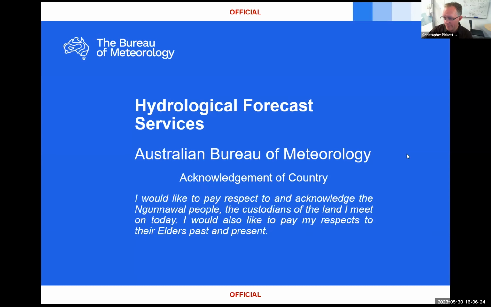Before we get going, I just want to pay acknowledgement to country. So I pay my respect to and acknowledge the Ngunnawal people, who are the people of and the custodians of the Canberra region, and pay respect to the custodians of the land in which I meet today. So that's in Canberra, and I pay my respects to their elders past and present. Thank you, particularly because I had Reconciliation Day yesterday, which is a public holiday in Canberra.